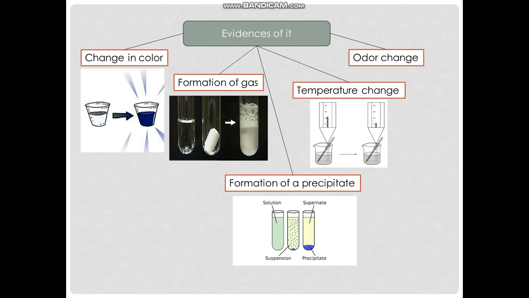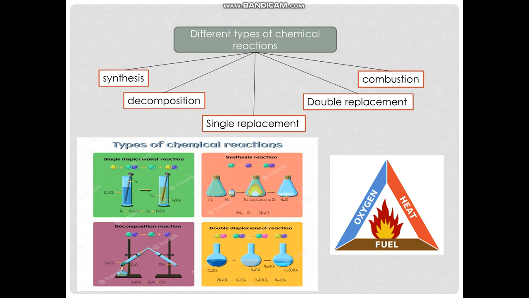There is evidence of it: a change in color, formation of gas, formation of a precipitate, temperature change, or odor change. There are different types of chemical reactions. First off, there's synthesis, decomposition, single replacement, double replacement, and combustion.